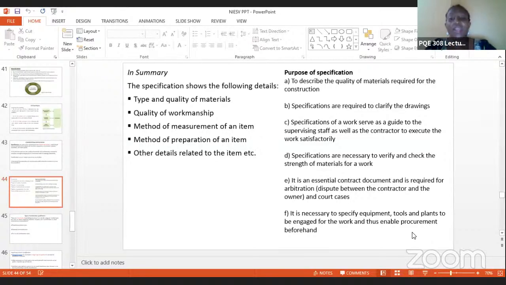And of course, in case of court cases, should in case something happens eventually to that particular project or structure, and it becomes a court case between the contractor and the owner, who is the client, then they can bring out the specification and tender it in court that, okay, this is what was written in the specification, the materials I'm supposed to use, the kind of workmanship I'm supposed to employ, and this is exactly what I did on site, you understand? So it's an essential contract document, that shouldn't be taken for granted.